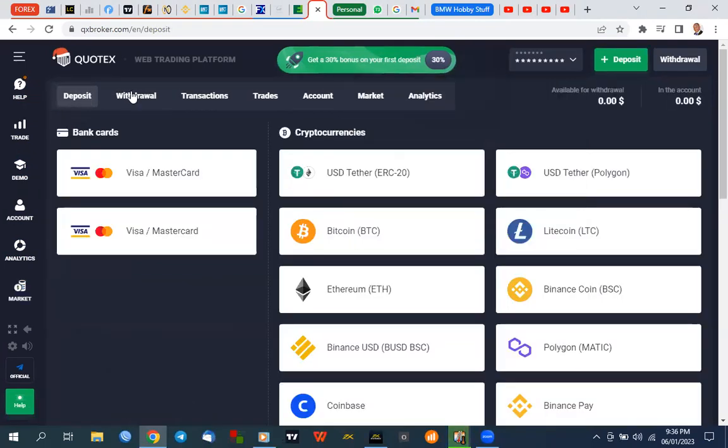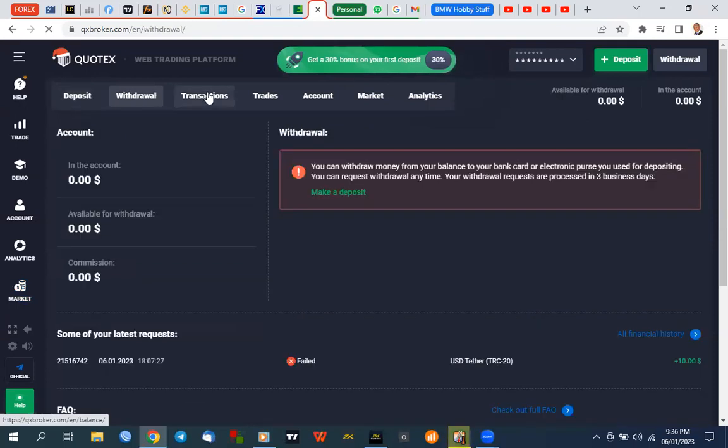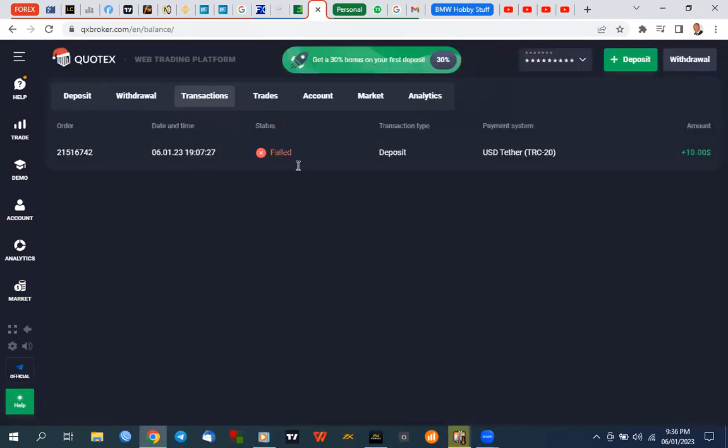Deposits, withdrawals. This shows you your transactions. Oh yes, this is the test I was doing earlier. So you can see the history of your transactions and how it has happened. You can see if your deposit or withdrawal was successful or not, the amount, the network, the exact time, so as to be able to troubleshoot.